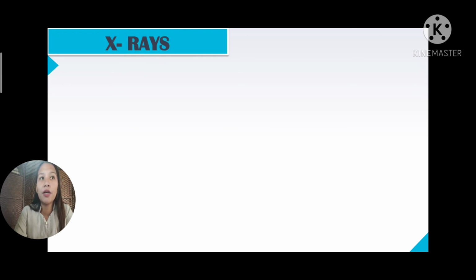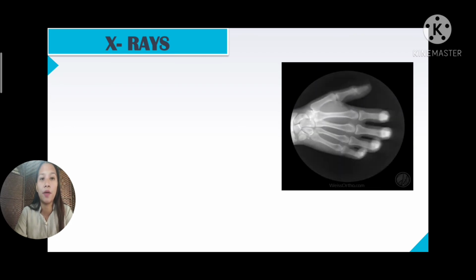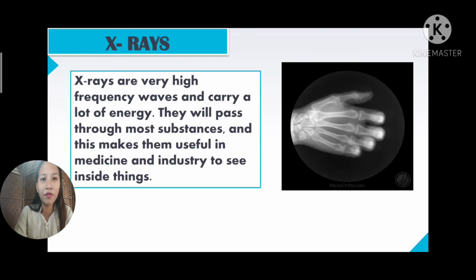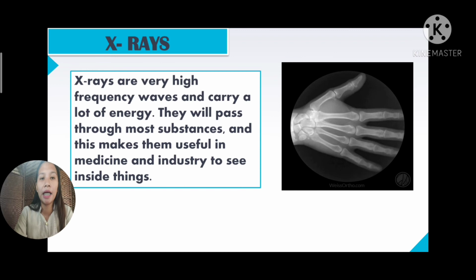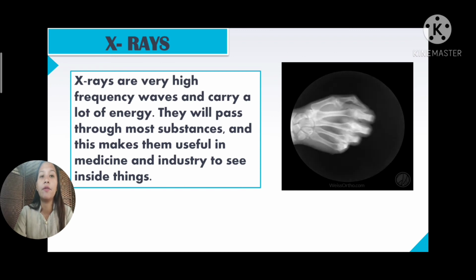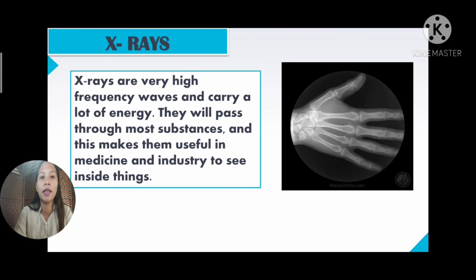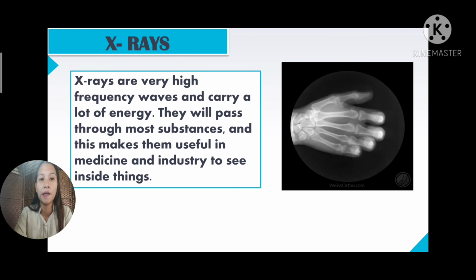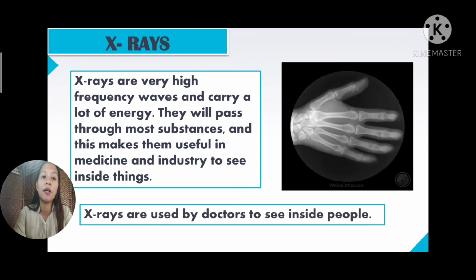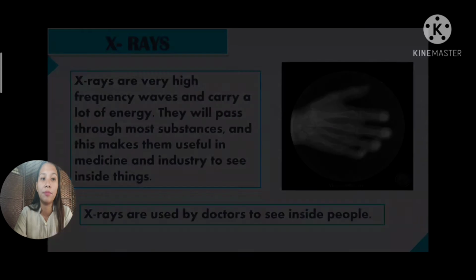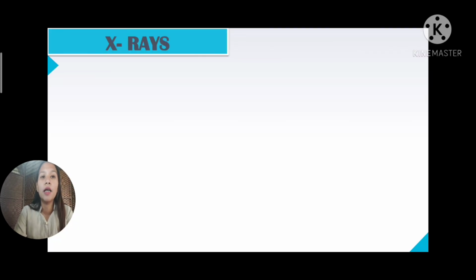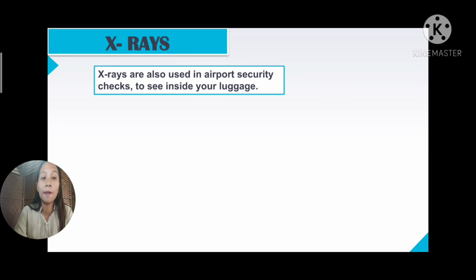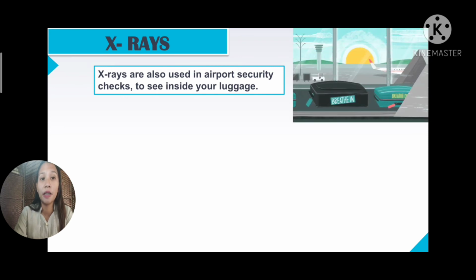Classified as part of ionizing radiation, this type of EM wave is called X-rays. X-rays are very high frequency waves and carry a lot of energy. They will pass through most substances, and this makes them useful in medicine and industry to see inside things. X-rays are used by doctors to see inside people. Also, X-rays are used in airport security checks to see inside your luggage.